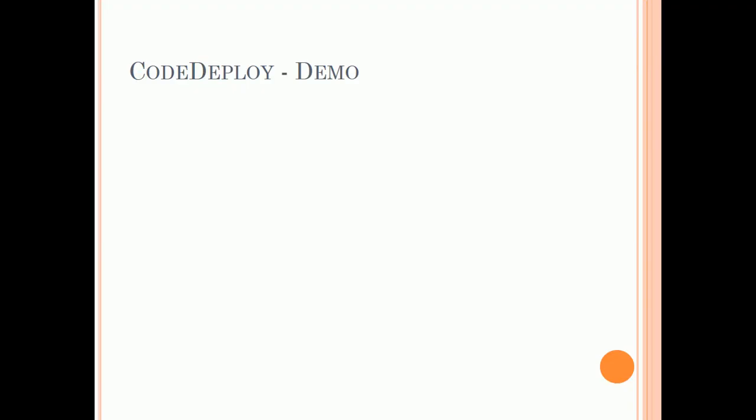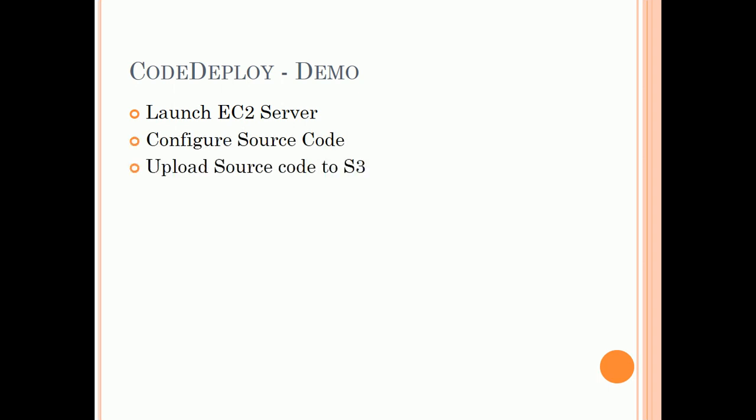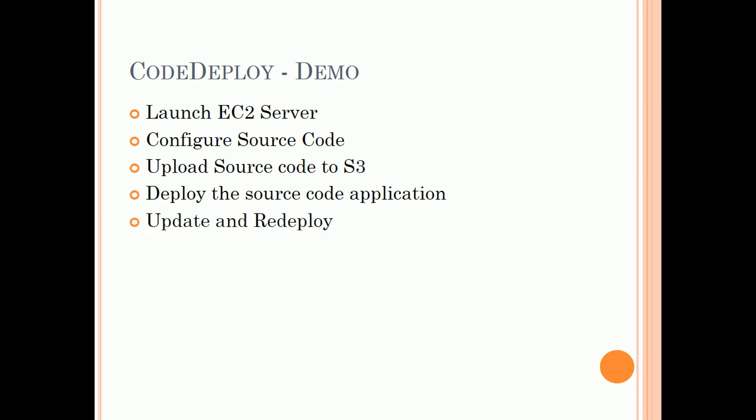Now let's see how we can deploy an application. First step is launch the EC2 server. So first we have to launch the EC2 instance with the proper configuration. After that we have to prepare the source code, and then we have to upload it to the S3. We will also see the case where we will use the GitHub and code commit. After uploading the source code, we have to deploy the source code application on our EC2 instance, and this is how we can deploy the application. We can also update the code and then redeploy the application.